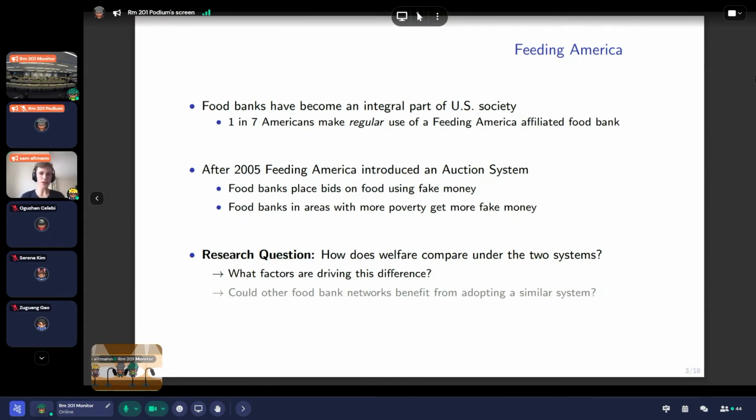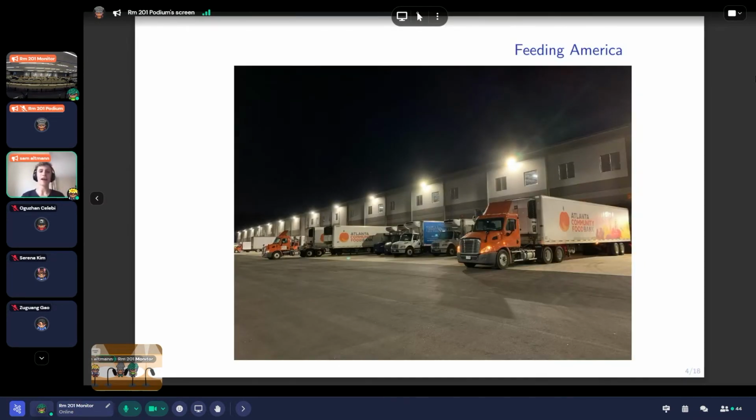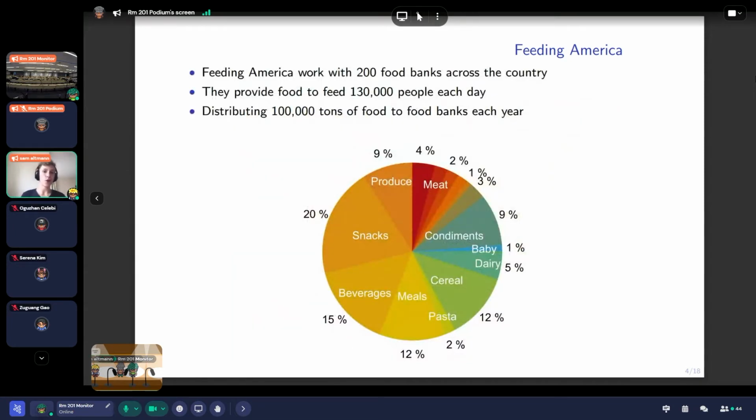So these food banks, we're talking about large warehouses stacked to the brim with various types of food on pallets. And these food banks have fleets of trucks at their disposal to send all across the country, picking up and dropping off food as it's needed. They work with around 200 food banks across the country, providing food to feed around 130,000 people each day, and all different types of food gets allocated.